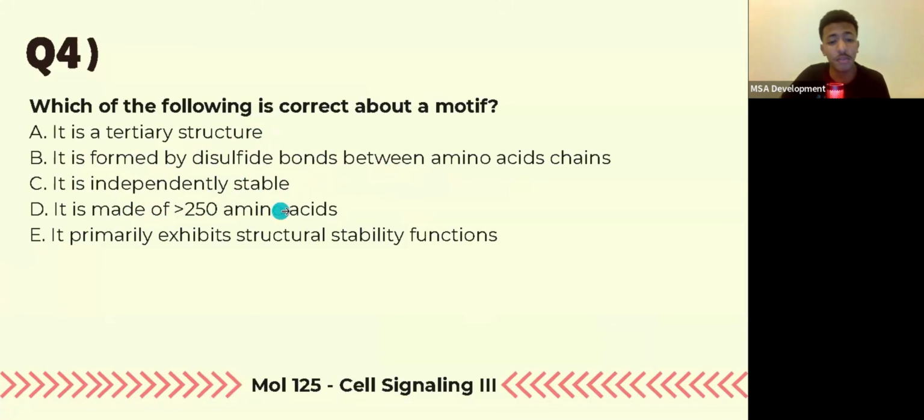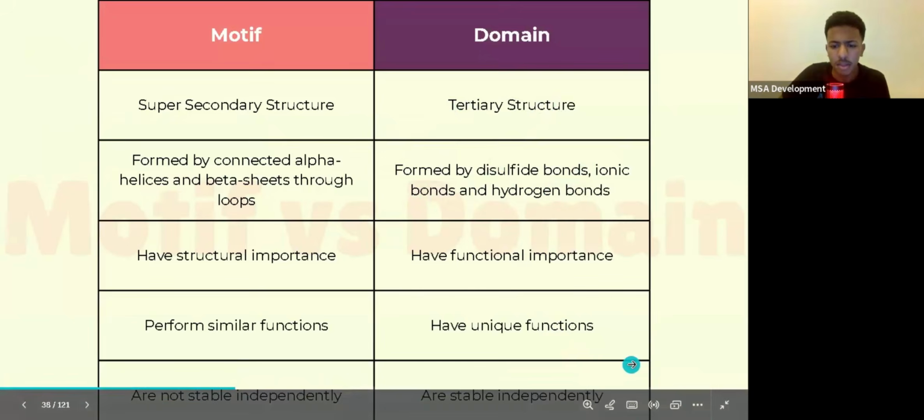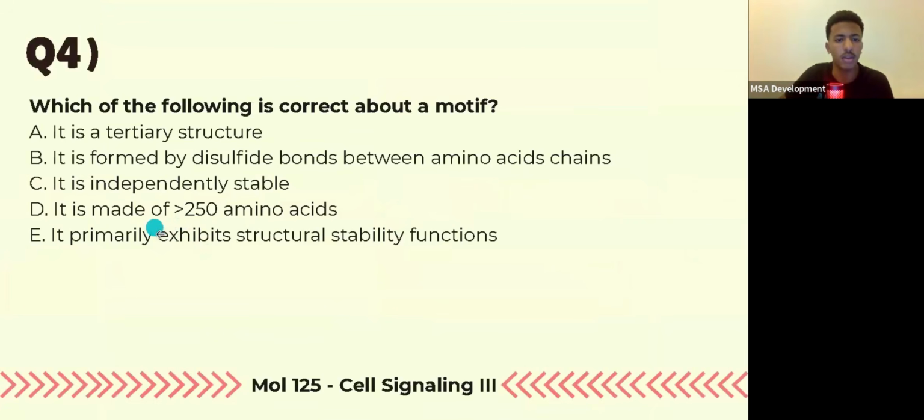It's made of greater than 250 amino acids. Now, I did not mention this directly, but try to take a guess. Tertiary structure, disulfide bonds, ionic bonds, stable independently. From this, you can kind of get the vibe that domains are larger in size compared to motifs. So, a new fact which we learned is that motifs are less than 250 amino acids, meanwhile domains are more than 250 amino acids. And then finally, it primarily exhibits structural stability functions, and this is the correct option.